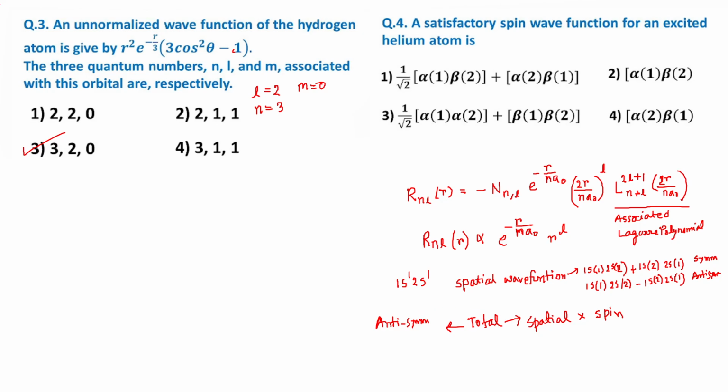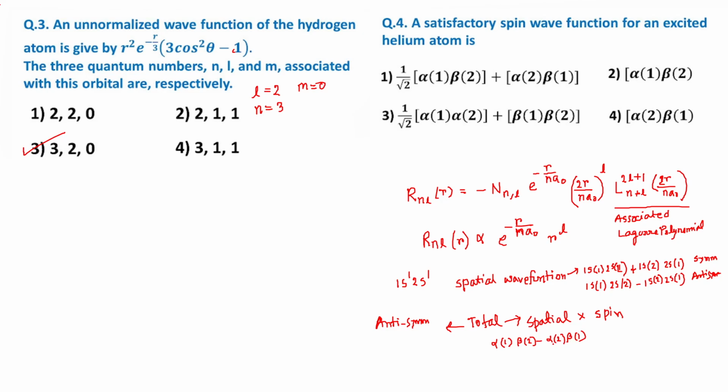So if your spatial part is symmetric, then your spin part has to be anti-symmetric, and there is only one option. The spin could be anti-symmetric: alpha 1 beta 2 minus alpha 2 beta 1. That means the first electron has alpha spin and the second electron has beta spin, and the second electron has alpha spin and the first electron has beta spin.